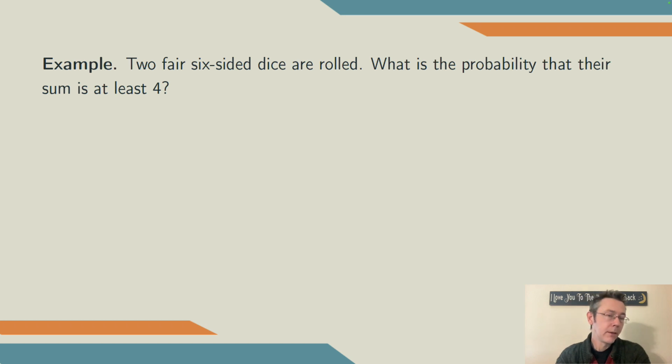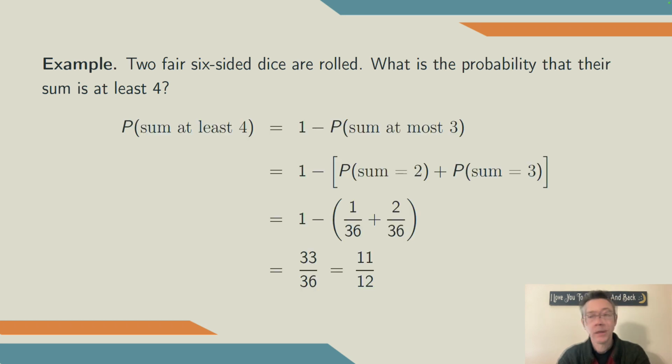One more example. Two fair 6-sided dice are rolled. What's the probability that their sum is at least 4? So this is a good place to pause the video, give it a try before watching my solution. So again, we're going to use the rule of complements. The probability that the sum is at least 4 is 1 minus the probability that the sum is at most 3, because those two events in those parentheses are complementary to one another.